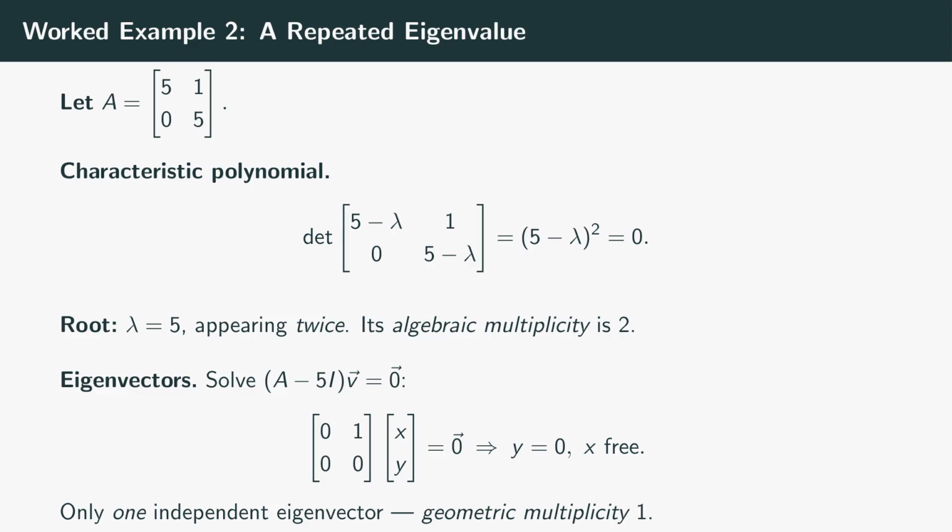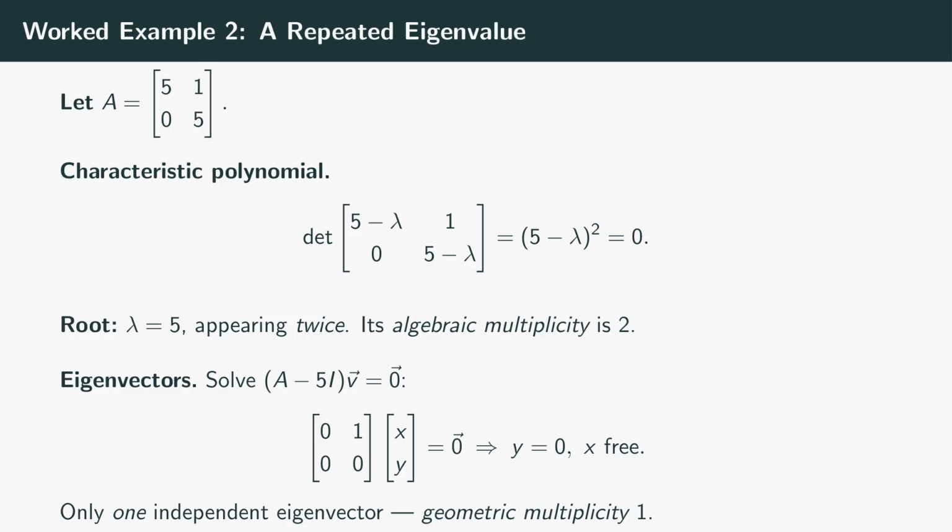Now an example where something subtle happens. Take the matrix with 5, 1 on top, and 0, 5 on the bottom. Form A minus lambda I and take the determinant. Because the bottom left entry is 0, the determinant is just the product of the diagonal, the quantity 5 minus lambda, squared. Set it to 0, and the only root is lambda equals 5, but notice it appears twice as a squared factor. We say lambda equals 5 has algebraic multiplicity 2 because it shows up twice as a root of the polynomial. So far, so good.